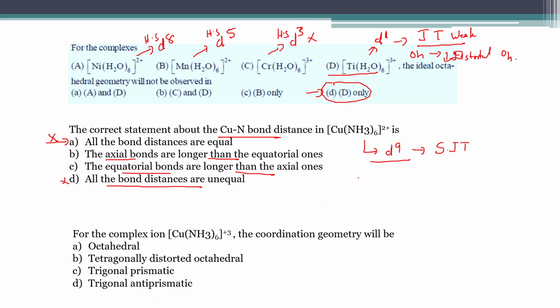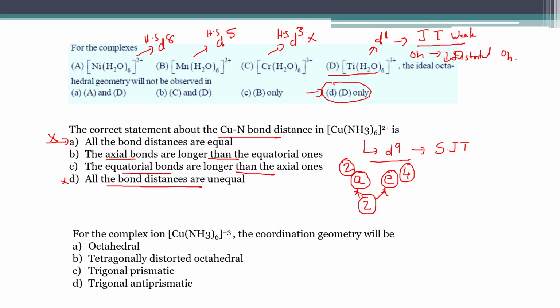We have seen earlier that there are axial bonds and equatorial bonds. Two of them are axial bonds and four of them are equatorial bonds. These four have the same bond length, and these two also have the same bond length. So this is also not right, because it says that all bond distances are unequal. That is not the case. There are only two different arrangements: either the axial bond distance or the equatorial bond distance.